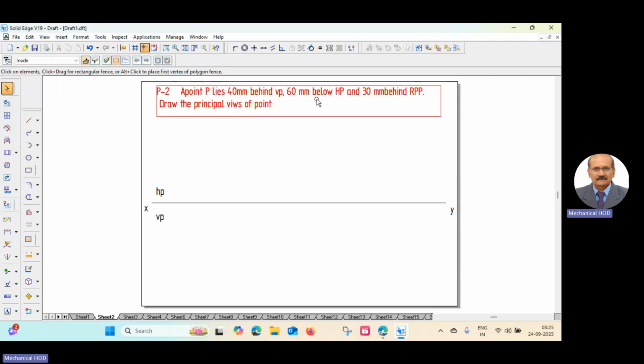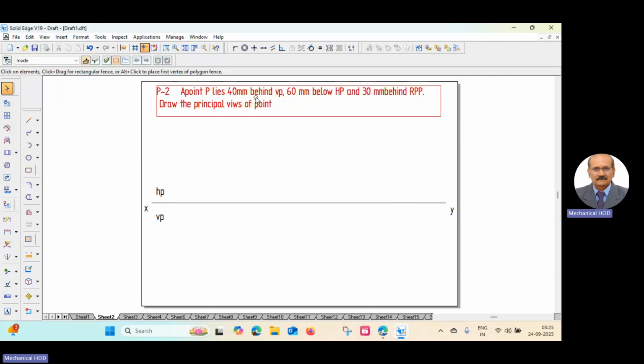Behind VP and below HP is the third quadrant. To represent the third quadrant in graphical or orthographic projections, we have to draw an XY line, 0.13 mm width, which means a thin line. Name it as XY line. For the third quadrant, HP is above the XY line and VP is below the XY line. This is the orthographic representation of the third quadrant. Now let us fix the point.